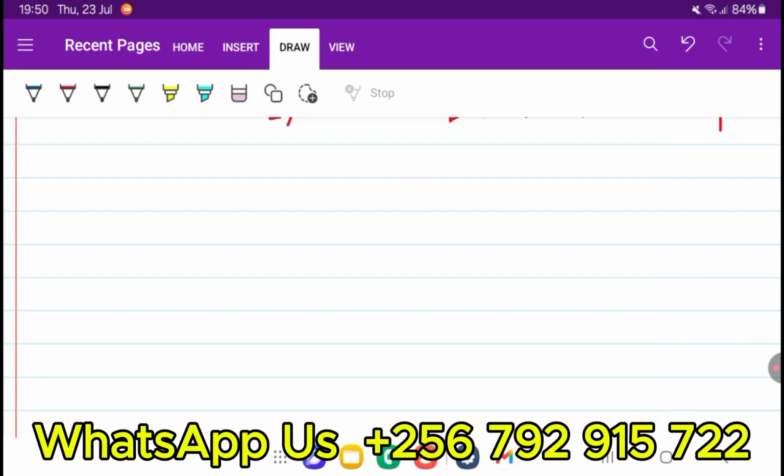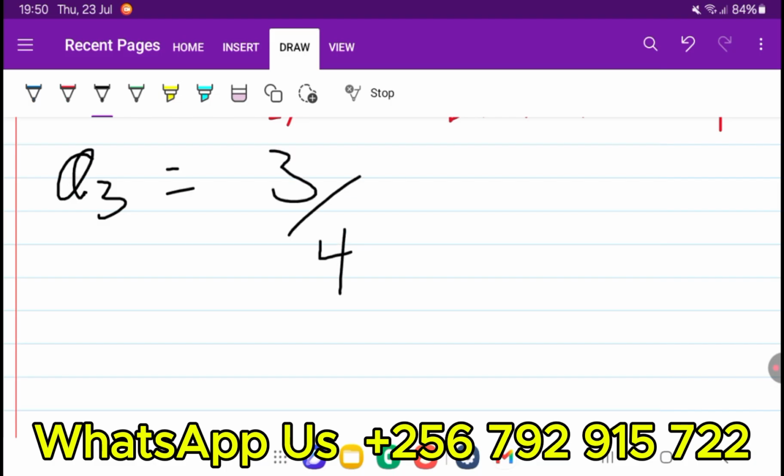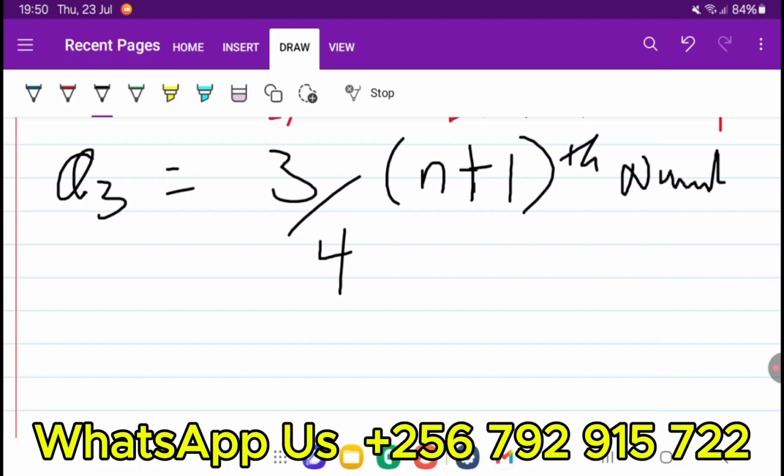So this Q3 looks at 3/4 times n plus 1. These are position, nth number. The answer you get here is not the real answer. What you get here gives you the position where the answer lies.